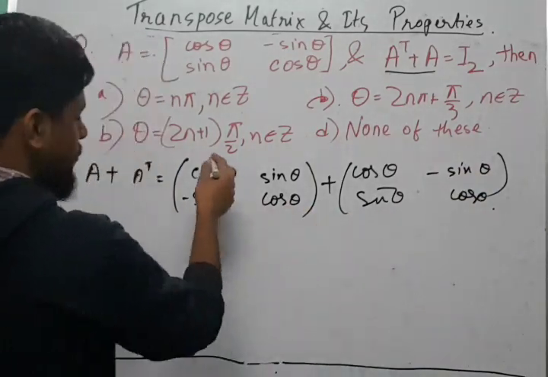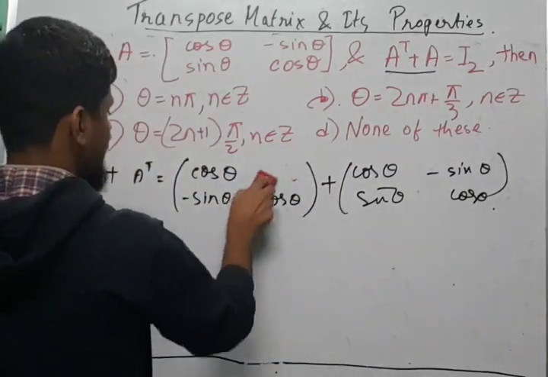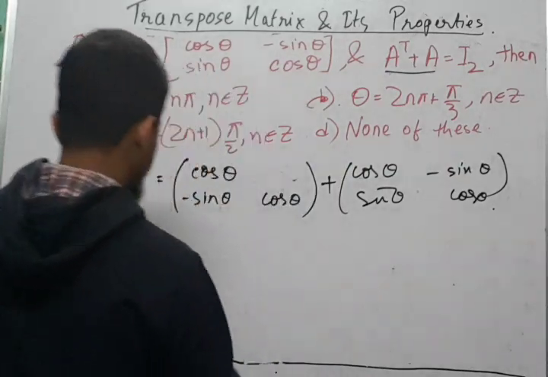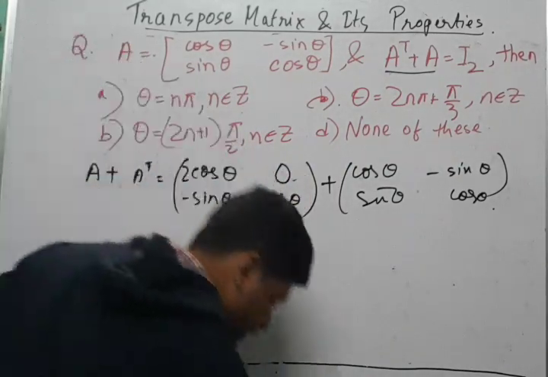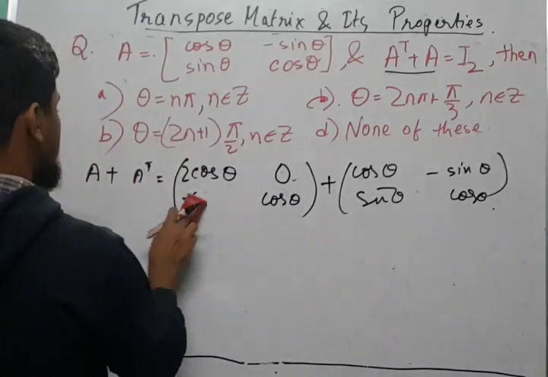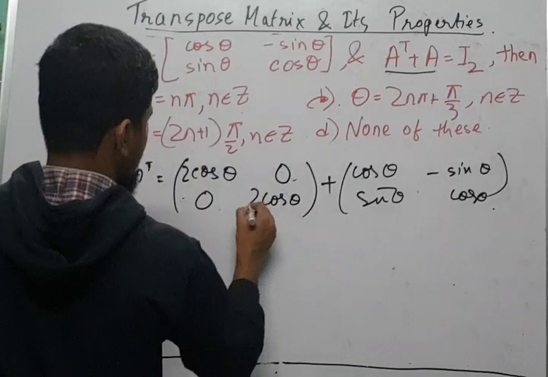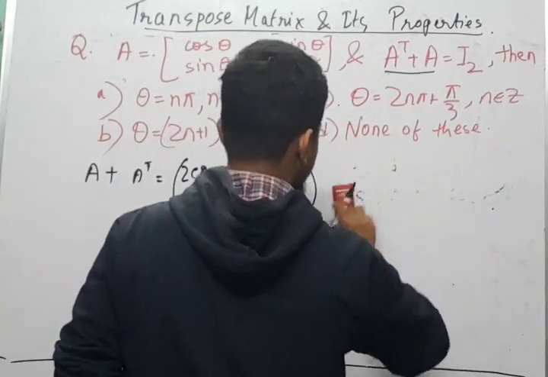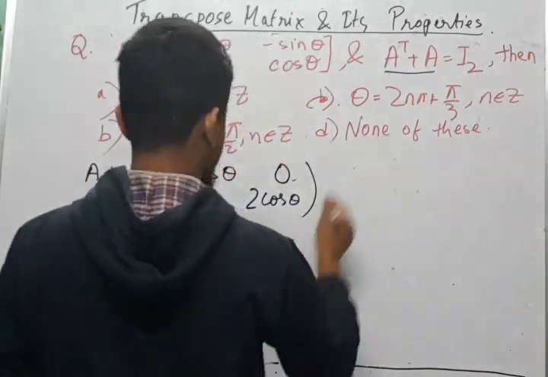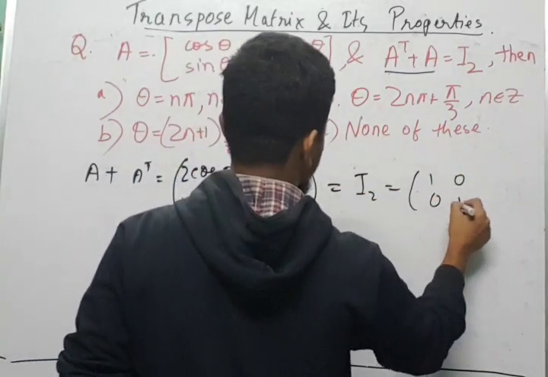So basically, this will ultimately come down to 2 cos theta, 0, and then we'll have 0 over here itself, and then we'll have 2 cos theta, and this is ultimately equal to the identity matrix I2, which is nothing but a matrix 1 0 0 1.